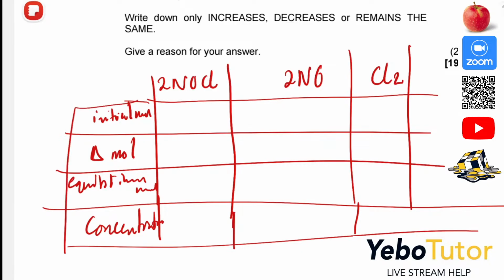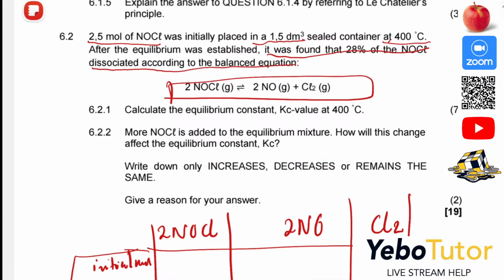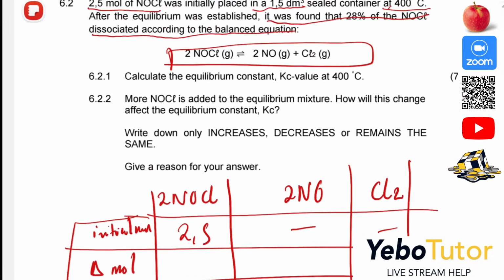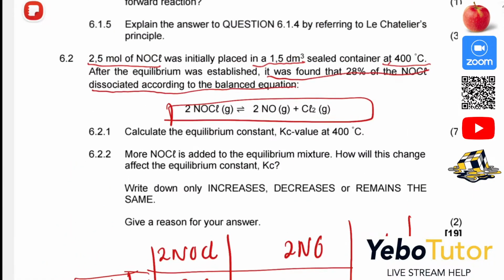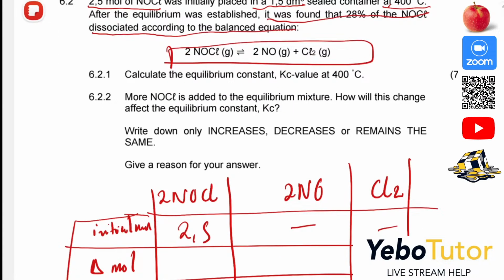Okay, so initially, we are given 2.5 moles was initially placed, which means initially we have 2.5 moles, and of course there's nothing at the products, right? As always. Now the change in mole, now we need to see what happened in the change of mole and also the equilibrium mole. So they also told us that it was initially placed in that 1.5 container and sealed, and at equilibrium this is what we have. So this is already easy, guys.